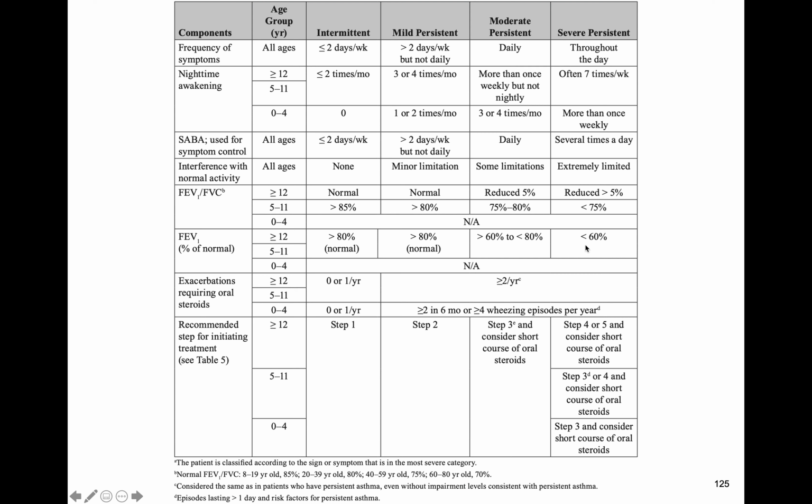So this is useful to kind of study because after you figure out where the patient lies on this chart, say they're moderately persistent, then it kind of tells you where you should initiate treatment, right? If this is a person you're seeing that's asthmatic for the first time in your clinic, you'll say, okay, this person who's an adult is moderately persistent. I'm going to go with step 3.